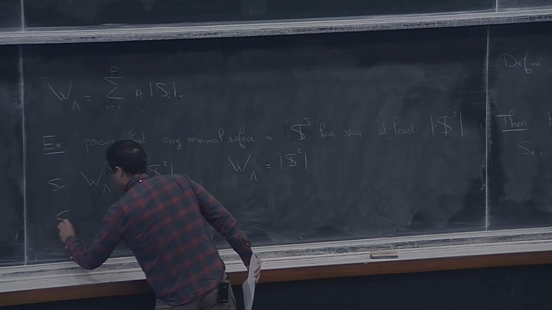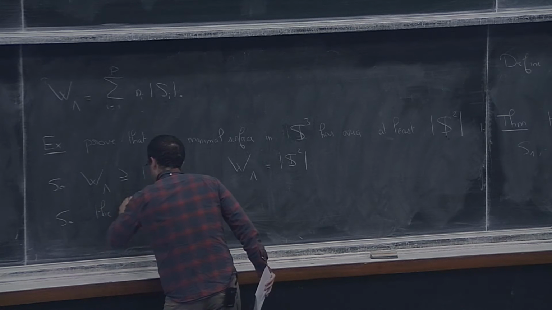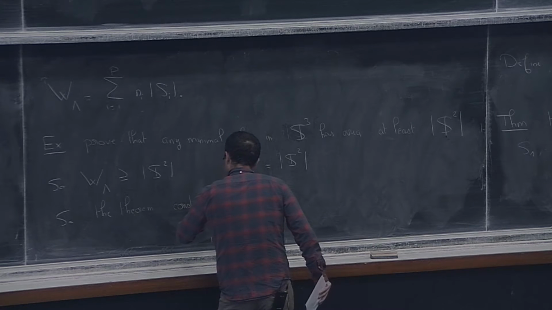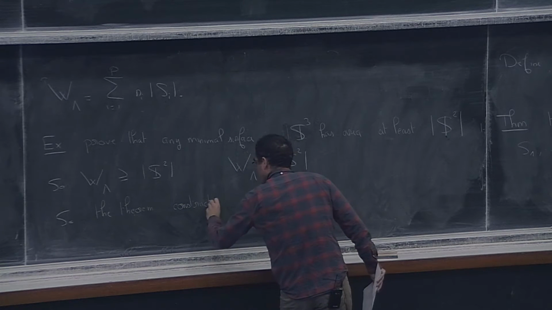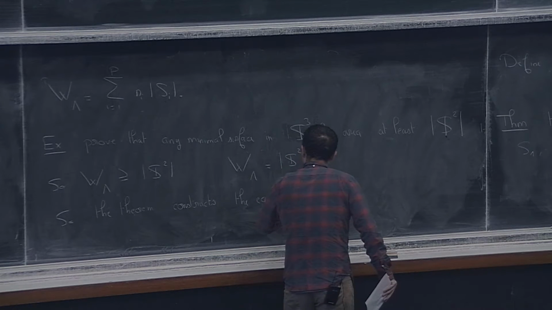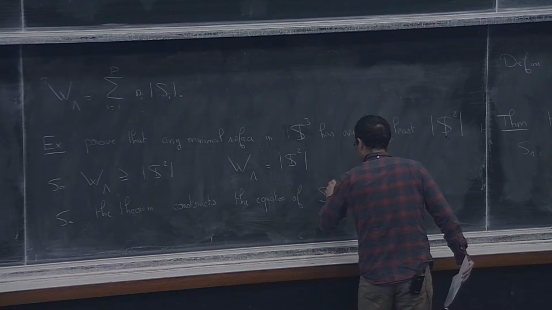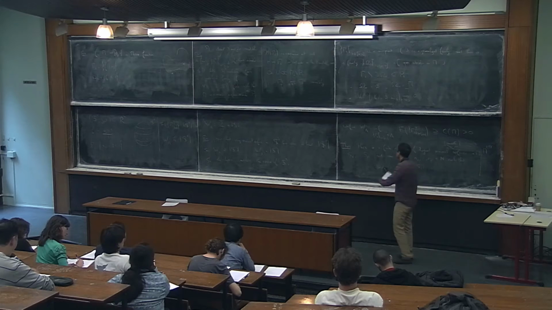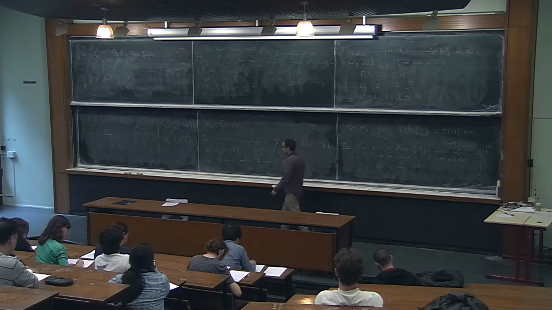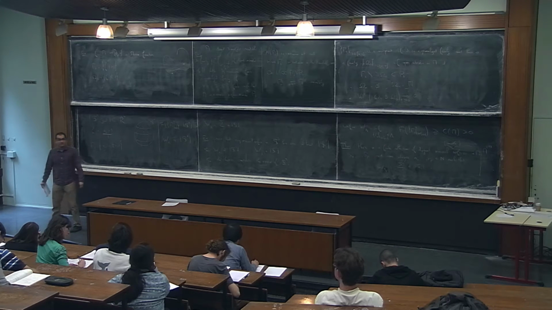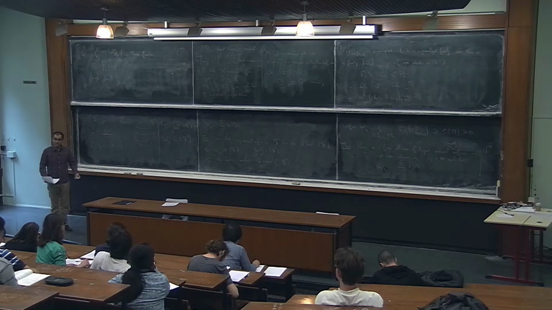So the theorem constructs the equator of S3. So it's not really interesting in that case to use this whole machinery to produce the equator of S3 as a minimal surface in the unit 3-sphere, but it's only a basic example where we can say something really precise, and in fact there are not so many cases where you can do this.